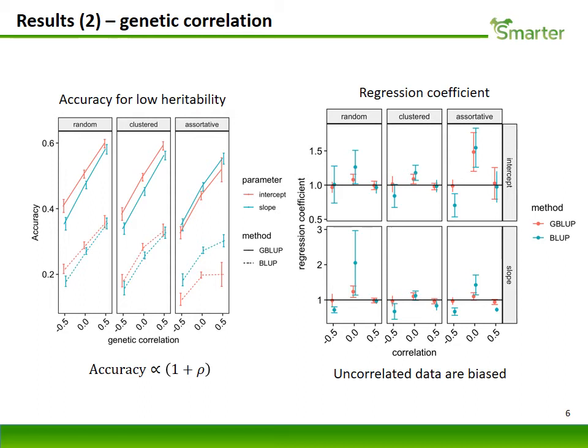For the regression coefficient, there was no direct or indirect relationship, but we saw that the uncorrelated data were in fact more biased as they had high regression coefficient comparing to correlated data, and they were underestimated basically.